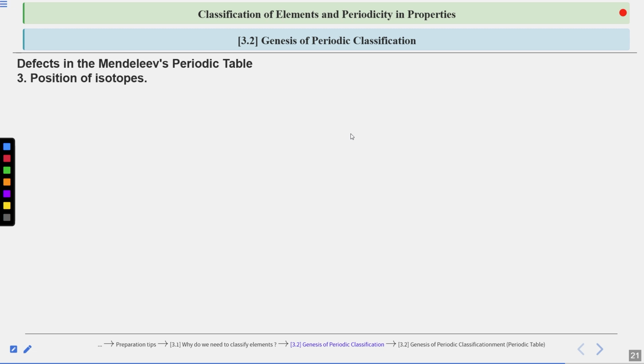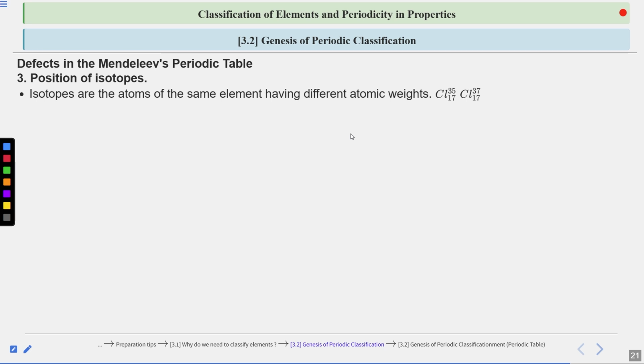The third one is the position of isotopes. We know what isotopes are. These are those elements which have different atomic weight but the same atomic number. Here is an example for you. Chlorine has an atomic number of 17. So both the chlorines have the same atomic number, but their atomic weights are different. One has 35, the second one has 37. Yes, the atomic number is the important one. We will look at the modern periodic law, which is in accordance with this atomic number.